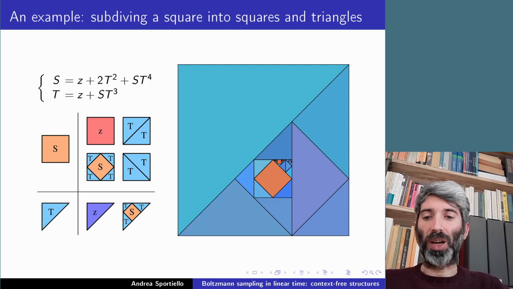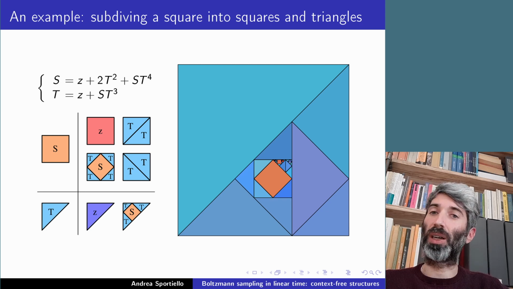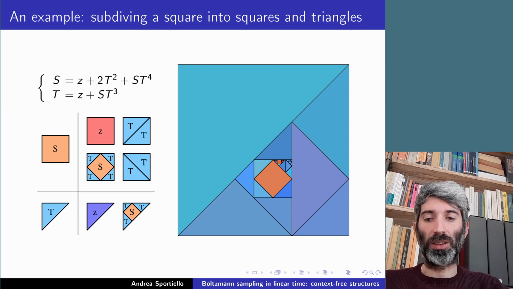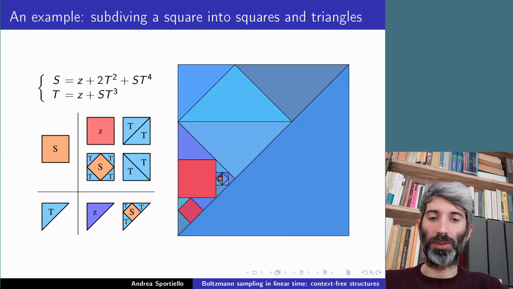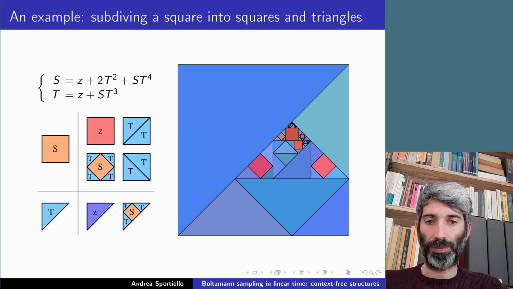Or you can break by putting a rotated square in the middle and four small triangles. So you have S equal to z plus T squared plus T squared plus S T to the 4. Similarly, you can say that a triangle will be either not anymore divided or split into a square and three triangles, so the second equation. And this is a typical configuration, this is another one, this is another one, and so on and so forth.